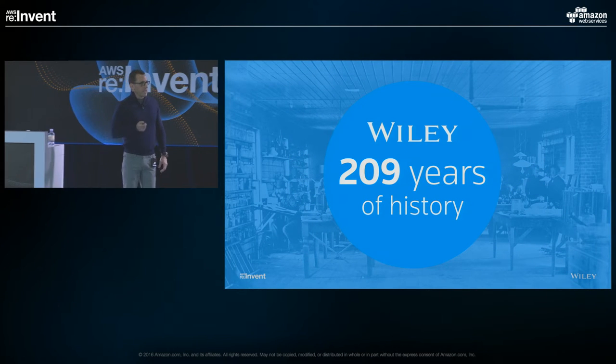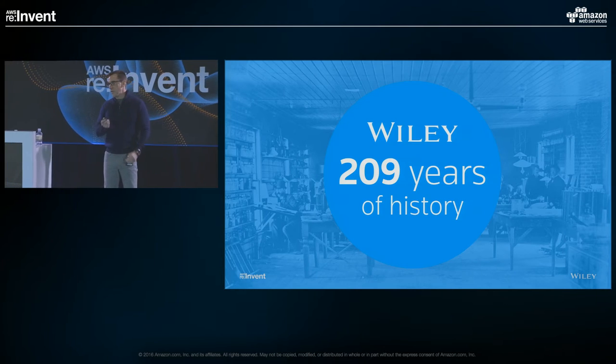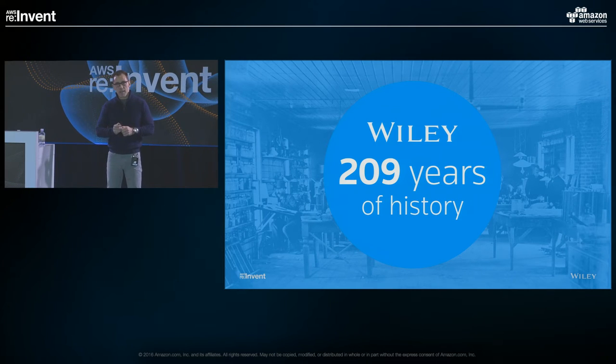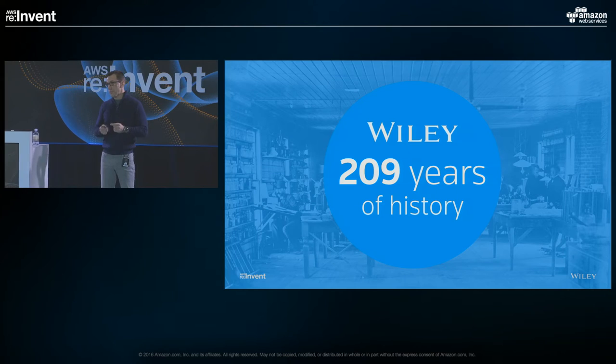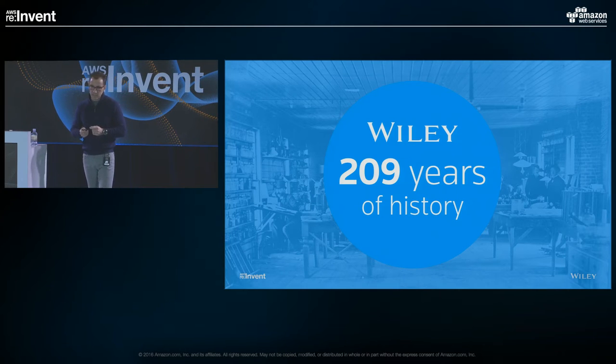I thought it was very interesting yesterday in Andy's keynote when he spoke about immortality, and he talked about how since the first Fortune 500 list came out in the 1950s, only 12% of those companies survive today. And it was an interesting contrast for Wiley, which was founded in 1807.